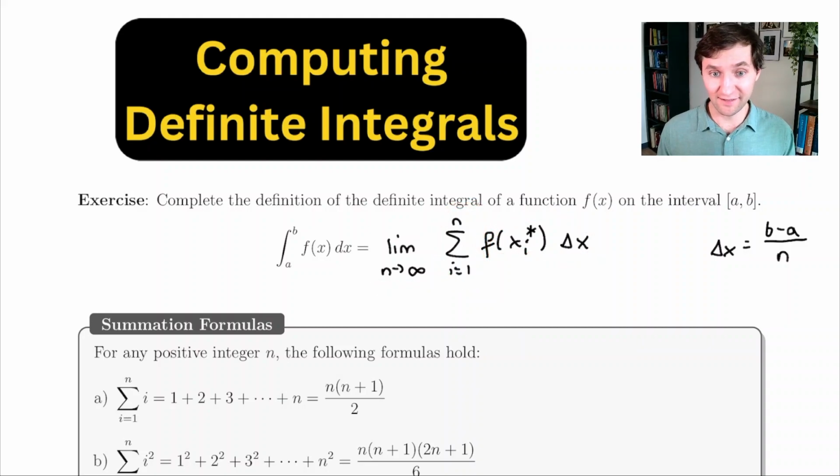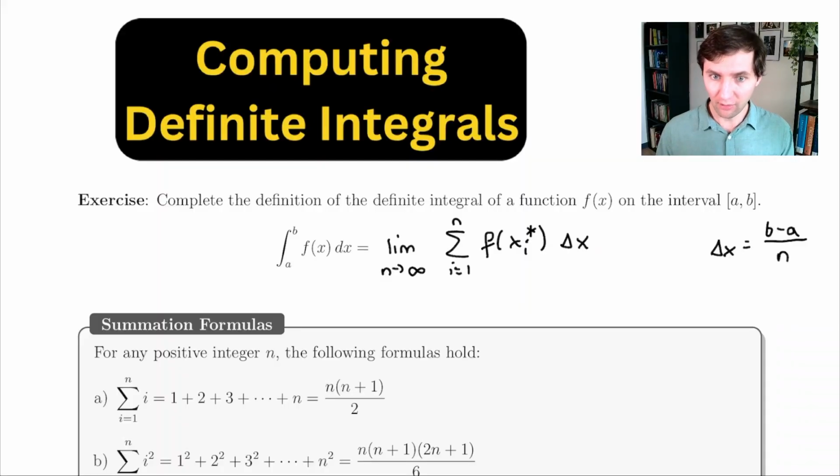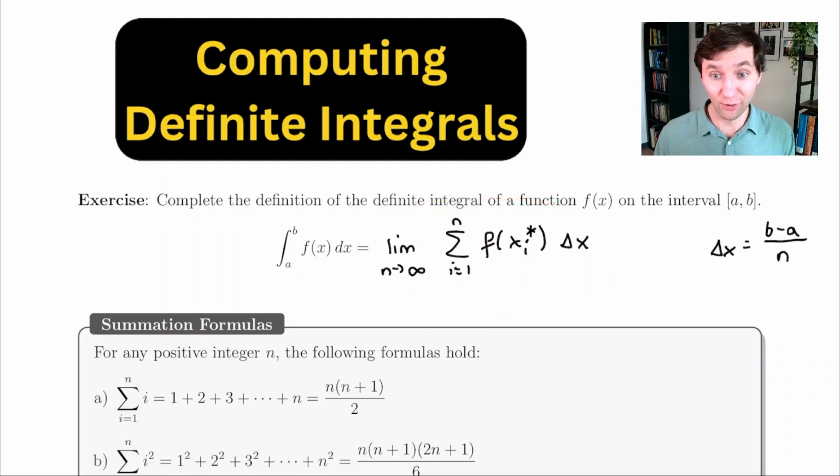If none of this made sense, I suggest you watch my previous video in which I explain this limit definition of the definite integral. Before I can show you how we can use this limit definition, we need to know two facts.